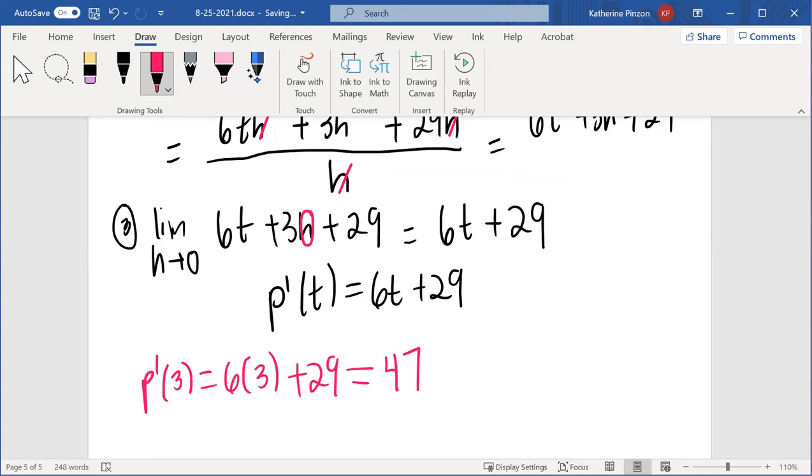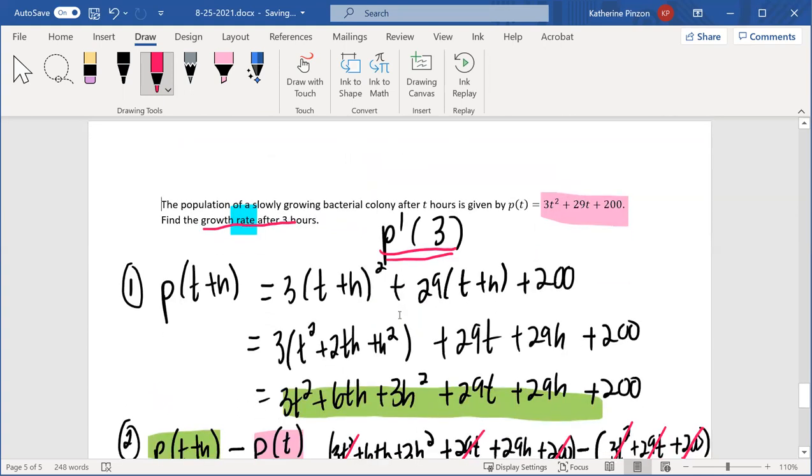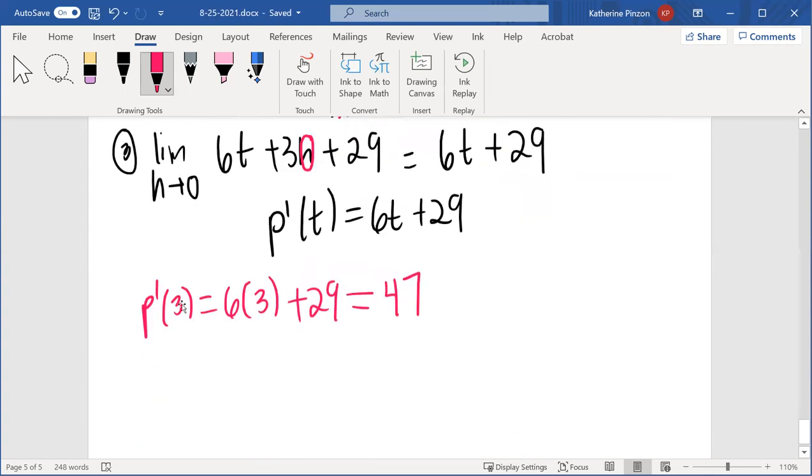Can you tell me what the units on that thing are? Let's go back to the question. The population of a slowly growing bacterial colony after t hours is given by that. So we found that P prime of 3 is 47. What would your sentence say? After 3 hours, the bacteria are growing at a rate of 47 bacteria per hour.